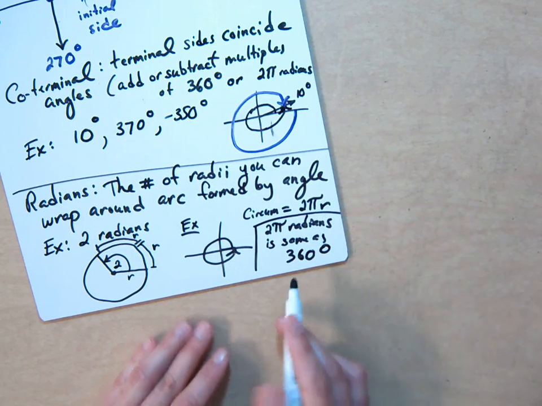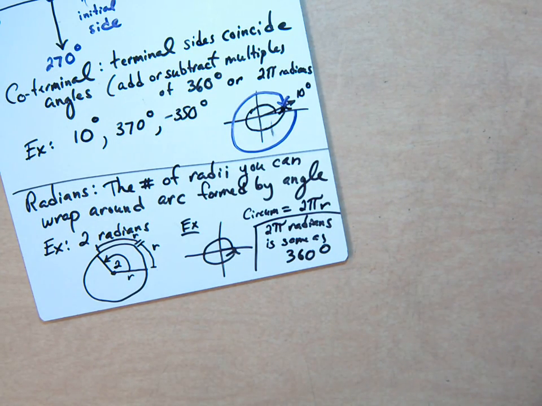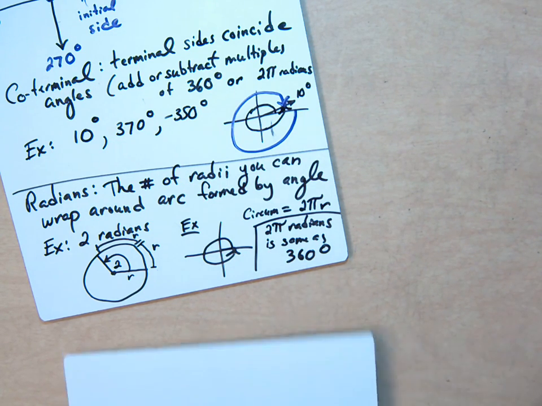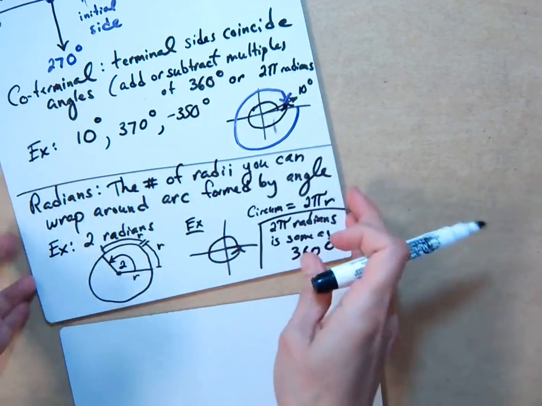Because the formula I'm going to give you next is based on that. It's a proportion. We can convert any degrees to radians back and forth just by doing a proportion. As long as you know 2 pi radians are the same as 360, here's the formula, and then we'll practice a few.